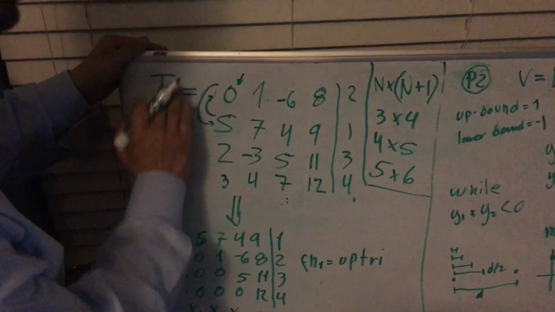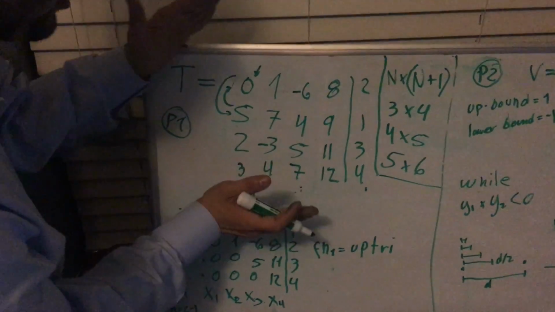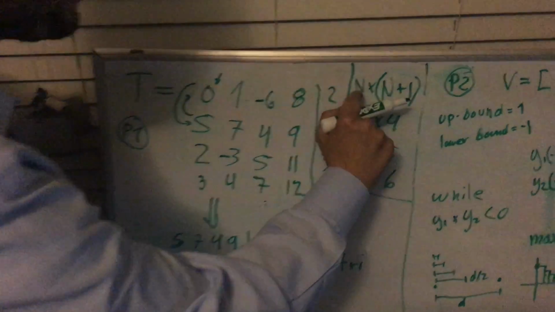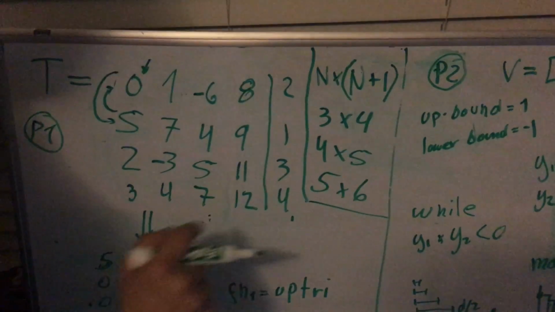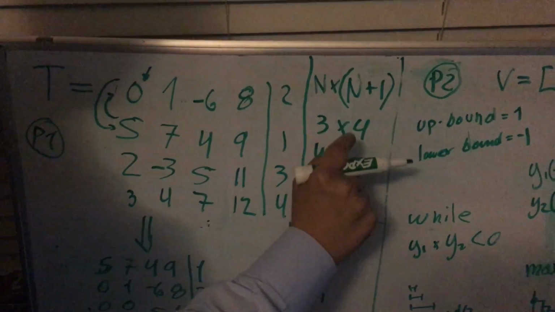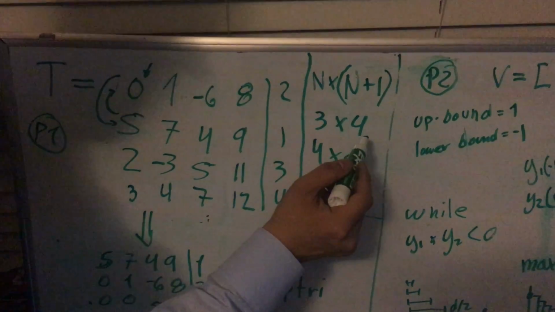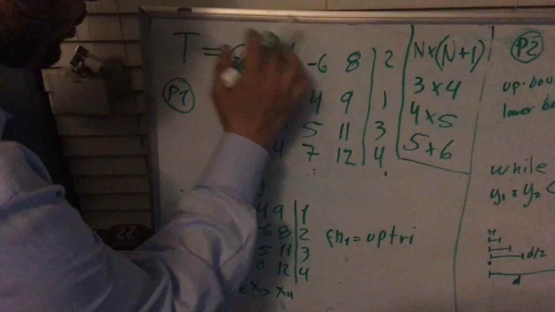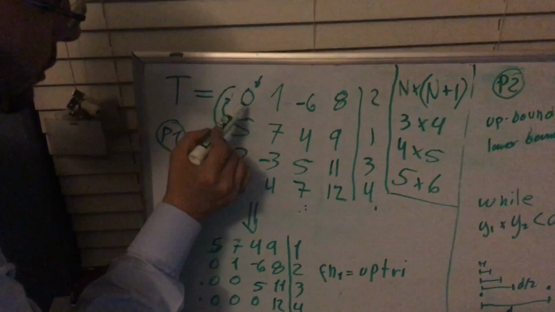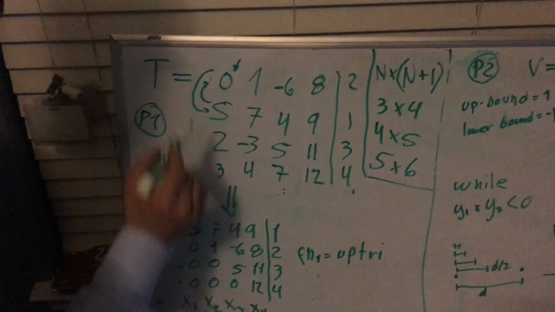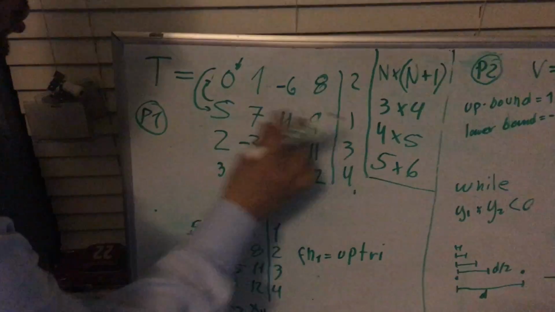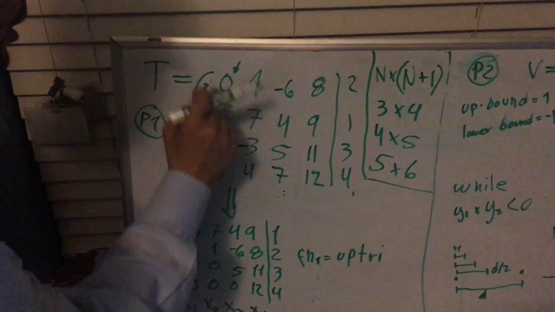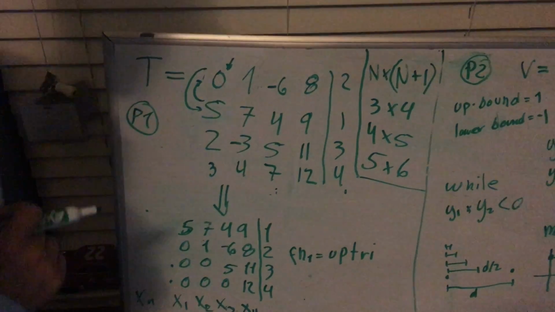First, you let the user input a matrix. That matrix has to be n times n plus 1. That means that the number of rows has to be one less than the number of columns. Also, the first number in the matrix cannot be equal to 0. If that happens, you have to switch the rows until the first number is not equal to 0.